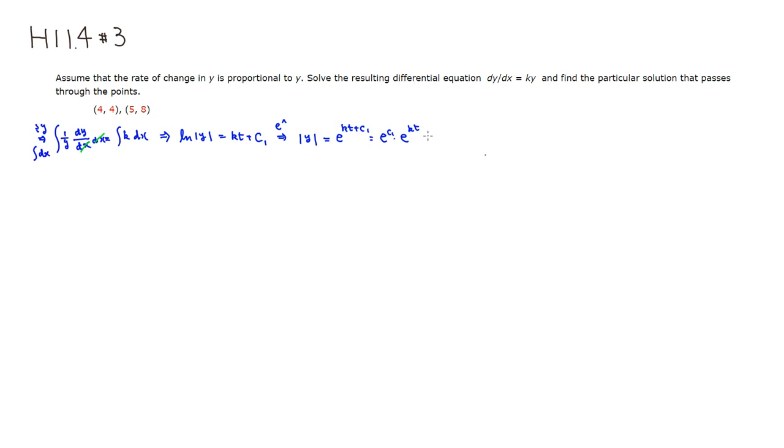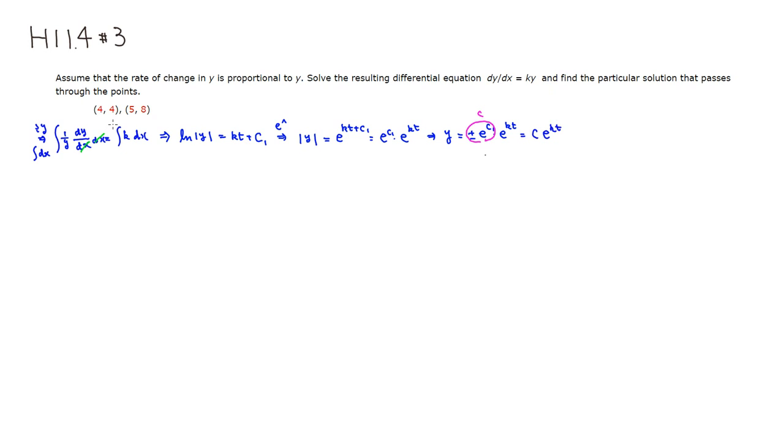Then we can remove the absolute value sign so that y is by itself. So it's plus or minus e to the C1 times e to the kt. And I'm going to call this constant C, plus or minus e to the C1. So this is going to be equal to just C times e to the kt.